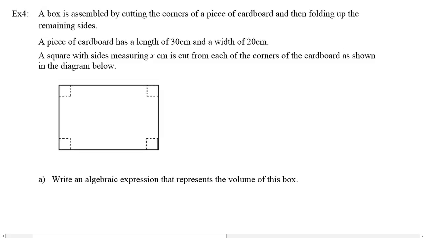Here it says a box is assembled by cutting the corners of a piece of cardboard and then folding up the remaining sides. So what's happening here, here's the original piece, and this little X part here is taken out altogether. So now we're left with a funny looking shape, and this is where the folds are. So this part here folds up and makes a flap. And this part here gets folded up, and this part here gets folded up. So if you can see now, this will be the base of my new box.